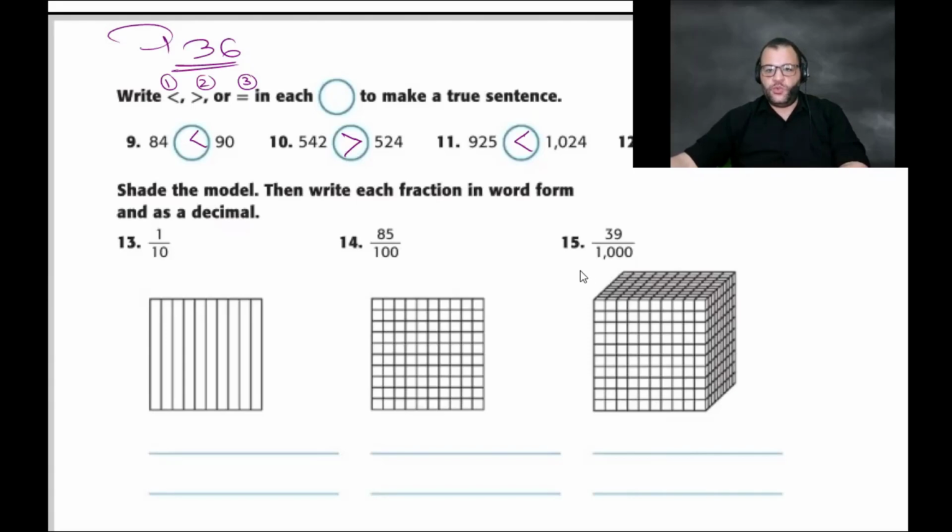So for the first one, who can solve with me the first one? Abdul Ghani. Yes. Can you solve this question now? I need to shade which one? Number 13. How can we solve it? We need to shade the parts. So how many parts will I shade? Then we need to write as a word, then as a decimal.